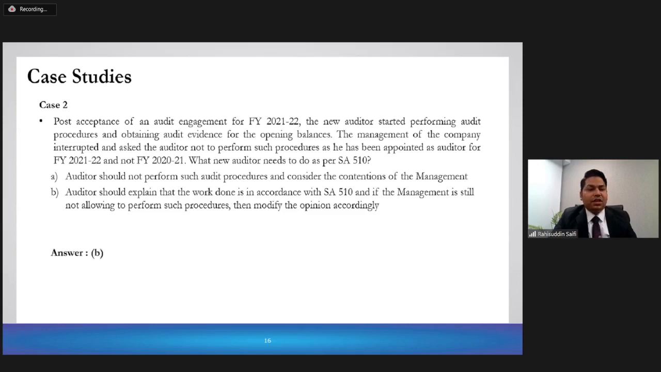So the option is B. The auditor should explain, educate the client that I am doing this or asking for the additional list of documents for the opening balance checking in line with SA 510. This is my responsibility, duty. I need to honor this as per the law. And if still management is not aligned, then modify the opinion.